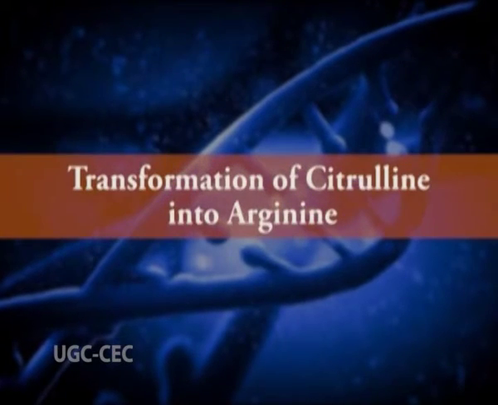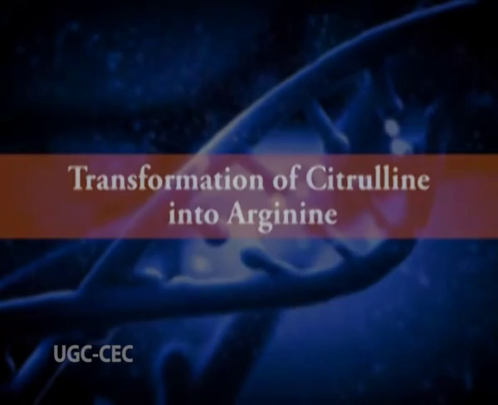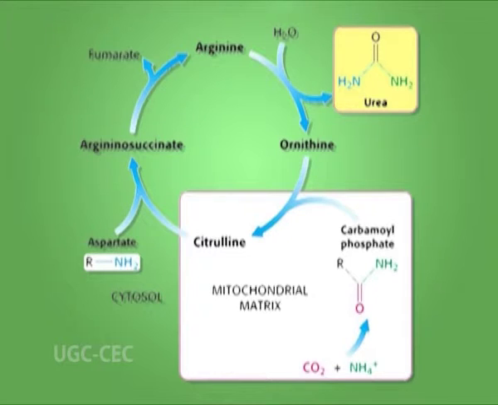Next, we have transformation of citrulline into arginine. This transformation requires 2 steps. In the first step, the second amino group enters from aspartate generated in mitochondria by transamination and transported into the cytosol. By condensation reaction between the amino group of aspartate and the ureido group of citrulline, argininosuccinate is formed. This cytosolic reaction, catalyzed by argininosuccinate synthetase, requires ATP and proceeds through a citrullyl-AMP intermediate.